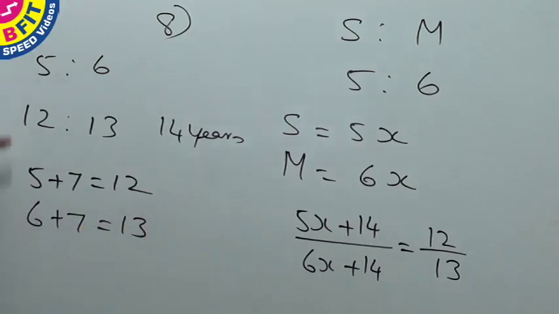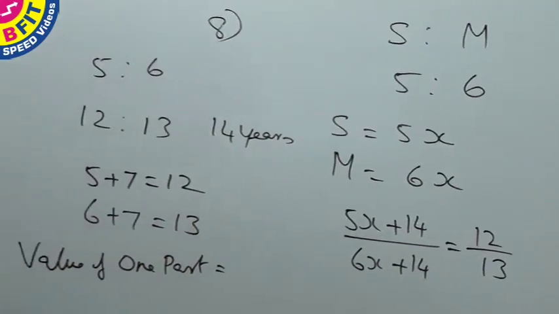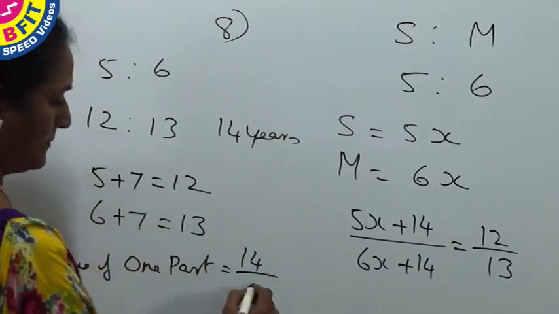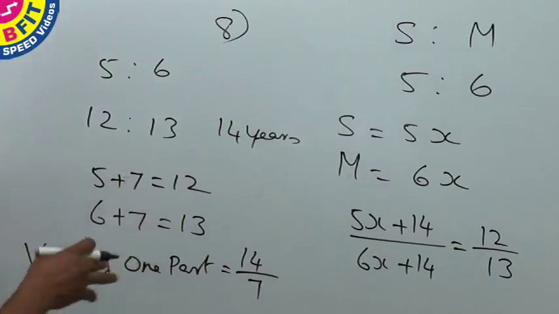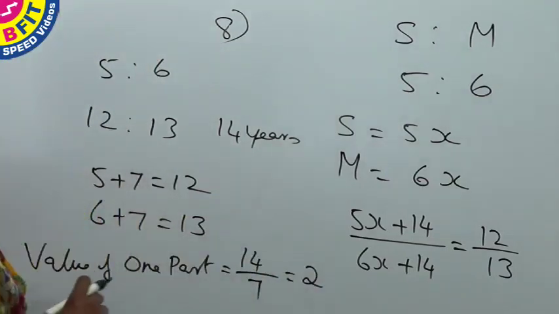So now both the parts are increased by 7, and to find the value of one part, the increment, that is the number of years, is divided by the constant value by which the ratios have been increased. So the value of one part is got as 2.